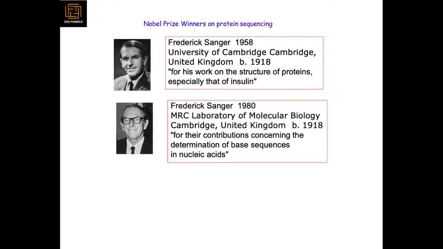Then our famous professor Frederick Sanger, a famous scientist, won the Nobel Prize two times in his life, one in 1958 and one in 1980. The one in 1958 was at the University of Cambridge, for his work on the structure of proteins, especially insulin. Later, for his contribution to determining the base sequence of nucleic acids. He was the one who discovered Sanger sequencing, which we have discussed in the techniques in molecular biology.